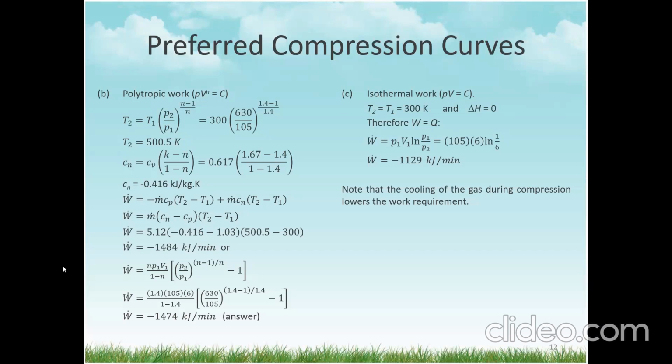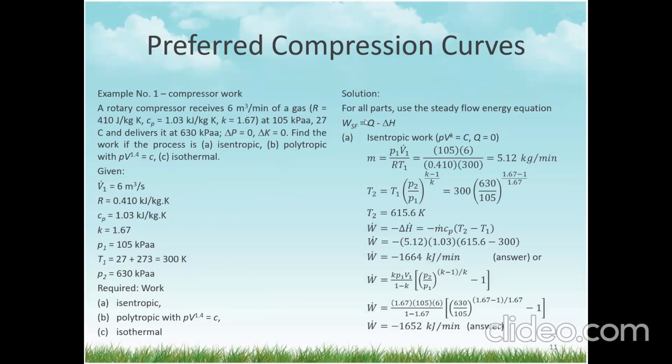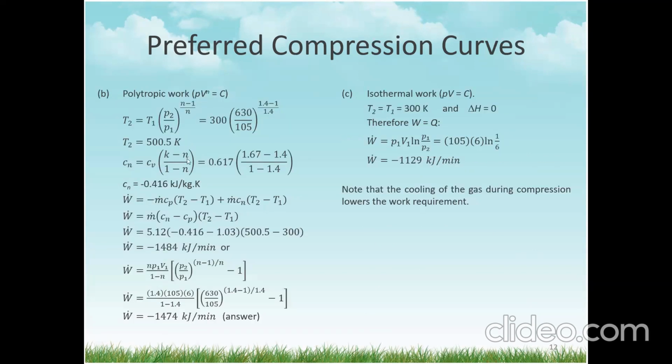Okay, let's go back. Work. So Q is equal to steady flow work plus delta H. So work is the negative of the change of enthalpy plus the heat. So it is equal to M times Cn minus Cp times T2 minus T1.